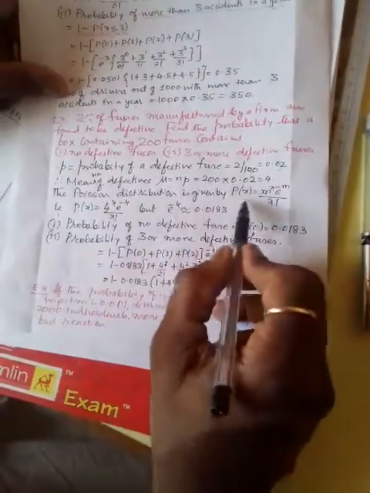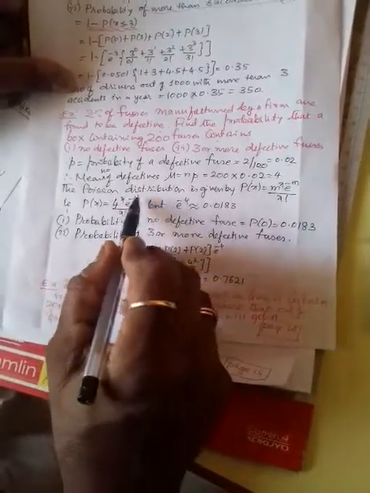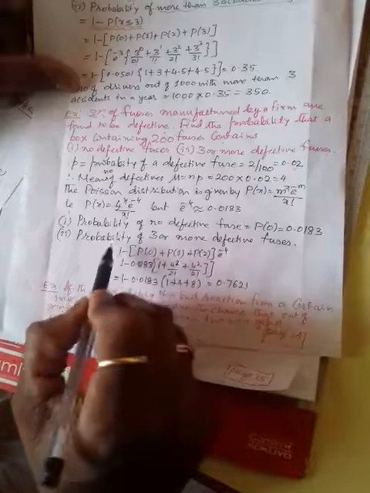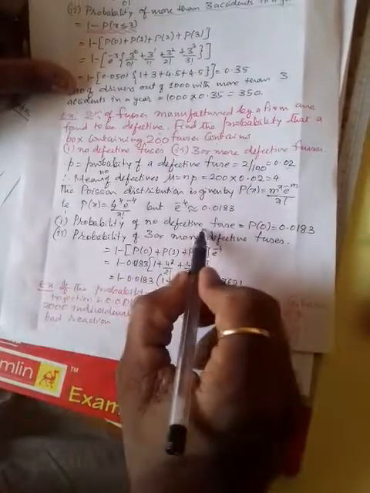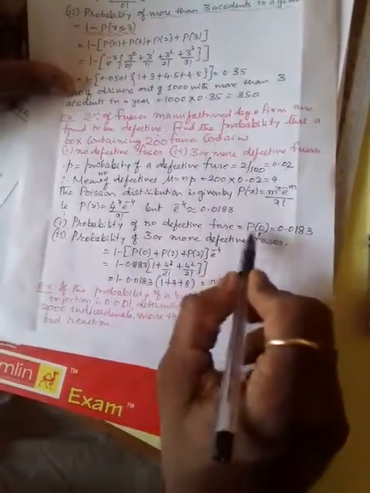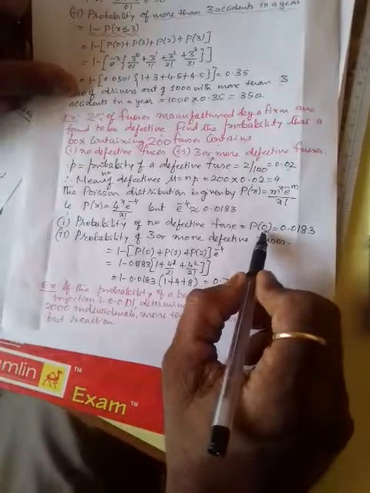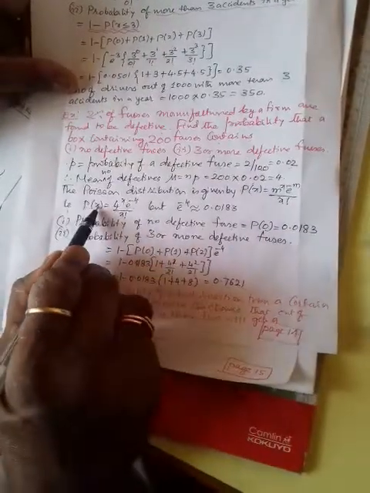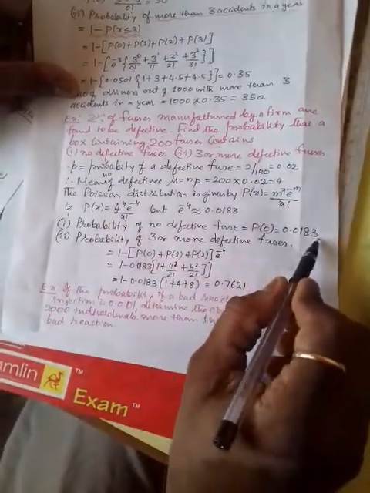Therefore, the Poisson distribution is given by, again rewriting the formula, P of x equal to 4 to the power x, e to the power minus 4, divided by x factorial. Therefore, the probability of no defective fuse, non defective piece, means what? X equal to 0. You put x equal to 0 here, therefore it is 0.0183.